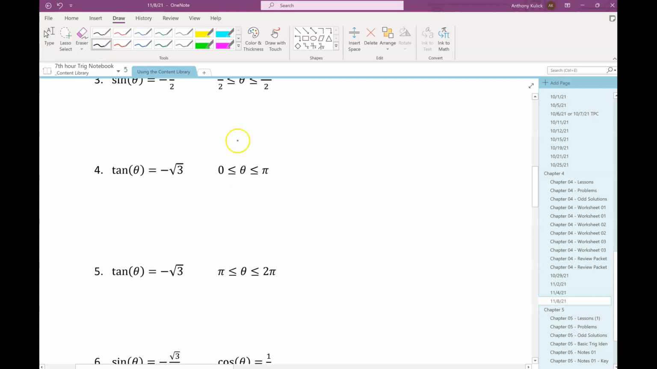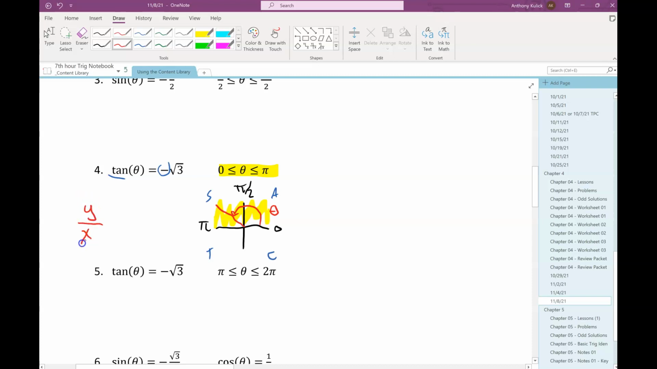So looking at the interval from 0 to pi, I'm going to figure out what quadrants we're talking about. Since theta is positive, I know I'm going counterclockwise. So we're dealing with quadrants 1 and 2. Consulting all silly turtles crawl, I know that tangent is negative in quadrant 2. So this is the theta that I'm looking for.